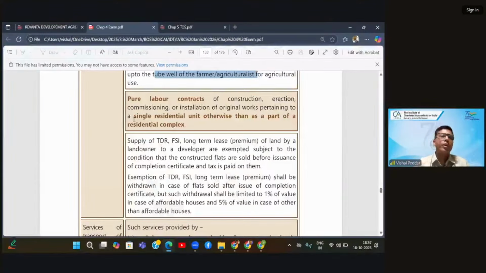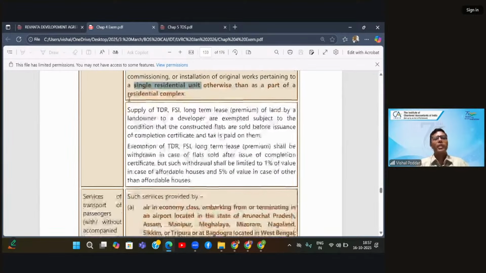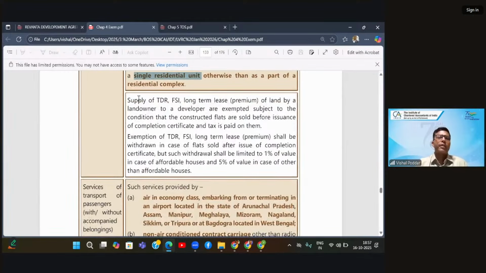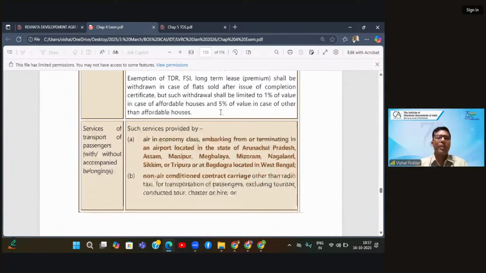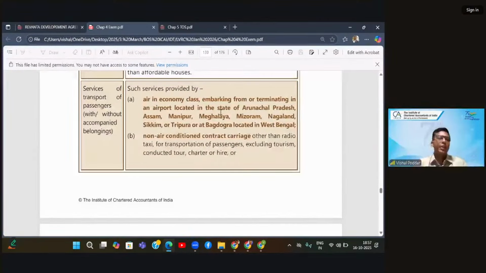Second, where you are getting a single residential unit constructed, like a bungalow or a row house, not a flat in a building, and again you are hiring a labor contractor, the labor contract charges are exempt. Similarly, the supply of TDR or FSI of a land by a landowner to the developer is exempt where it relates to residential flats. Next, wherever you are traveling.